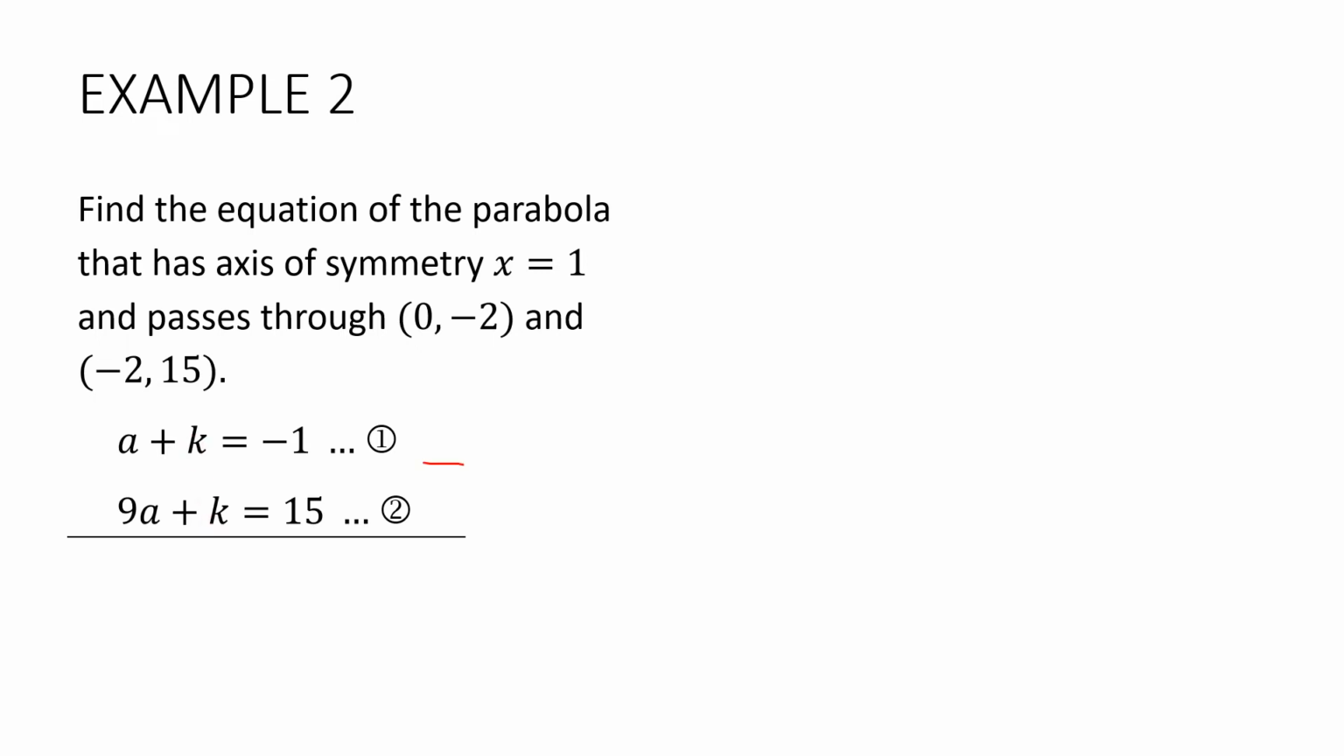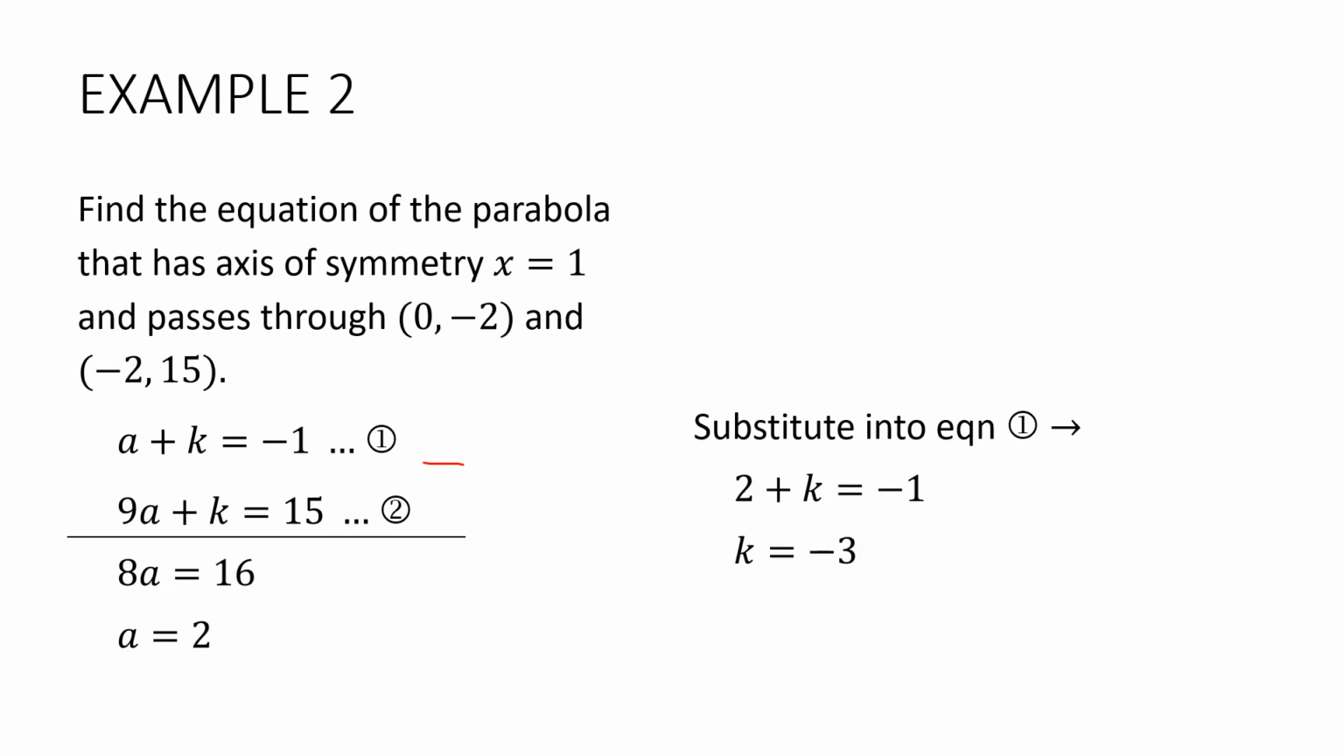And furthermore, I'm going to go from the bottom upwards to avoid negatives. 9a take away a is 8a, k's are gone. 15 take away negative 1 is 16. Divide both sides by 8, a is equal to 2. Substitute back into equation 1. 2 plus k equals negative 1, k is equal to negative 3. Therefore, the equation is y is equal to 2 outside of x minus 1 all squared, take away 3.